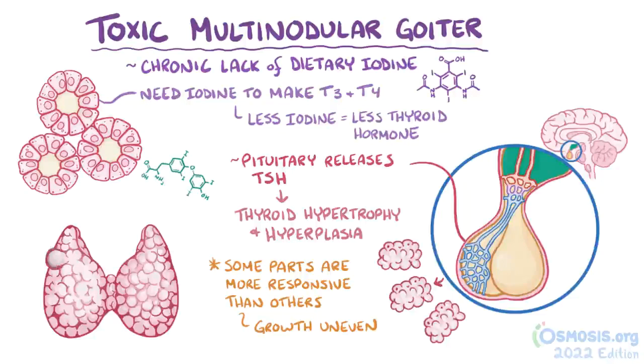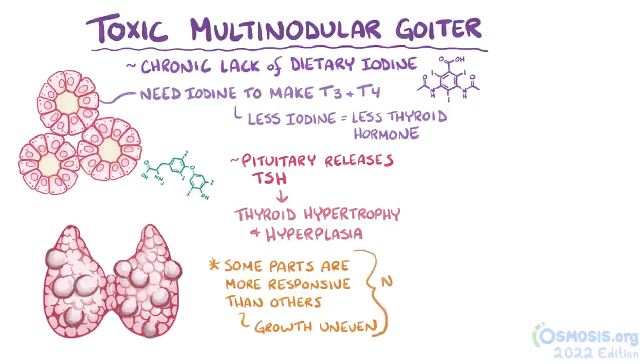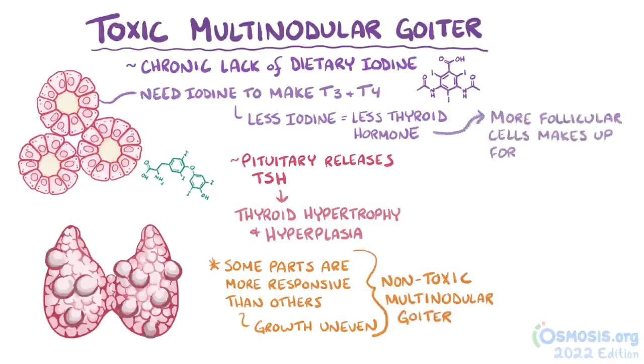Typically, multinodular goiter starts with a single nodule, and then over the years, multiple nodules start to appear. This strategy works for a while, and the thyroid is considered a non-toxic multinodular goiter. In other words, having more follicular cells makes up for the fact that each follicular cell makes less thyroid hormone. So the thyroid enters a balanced or euthyroid state.